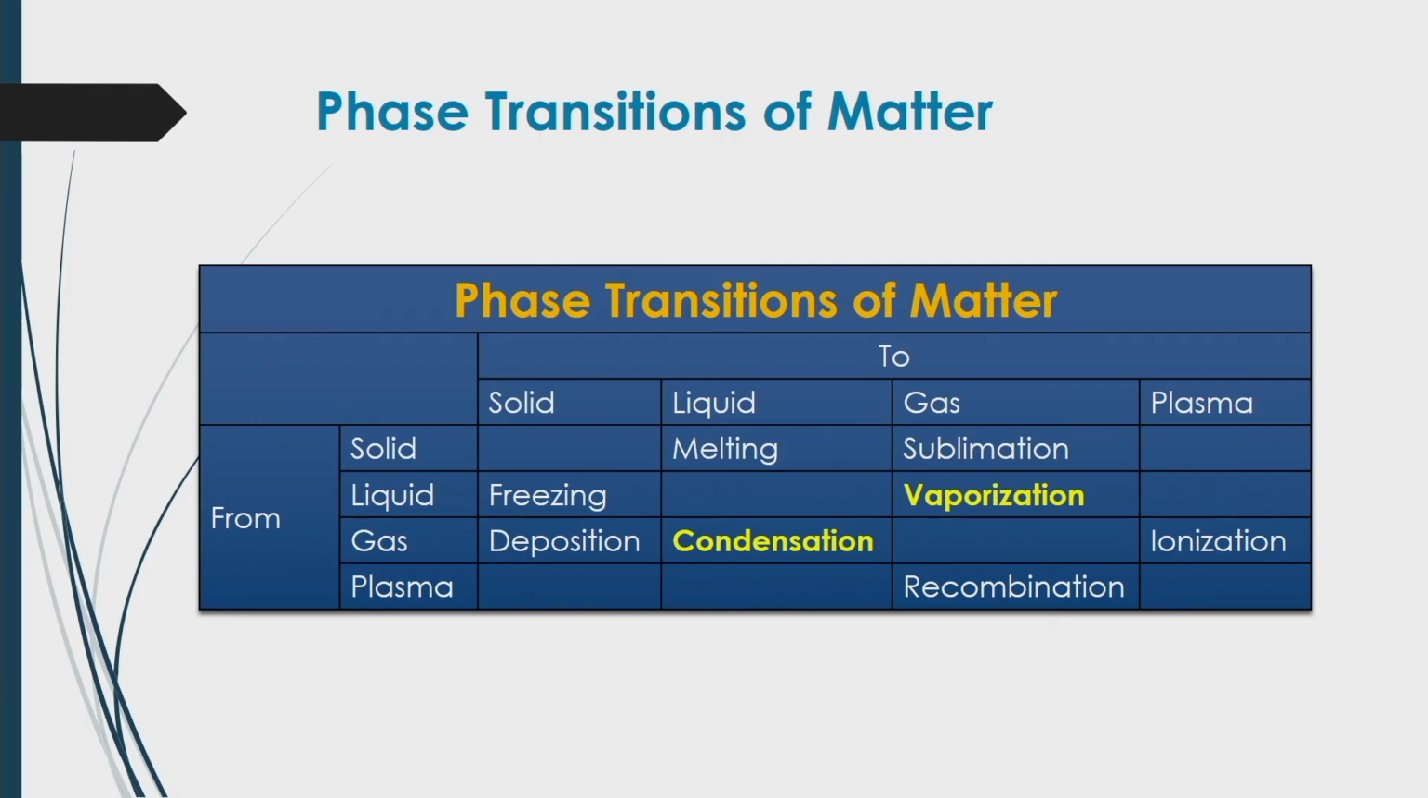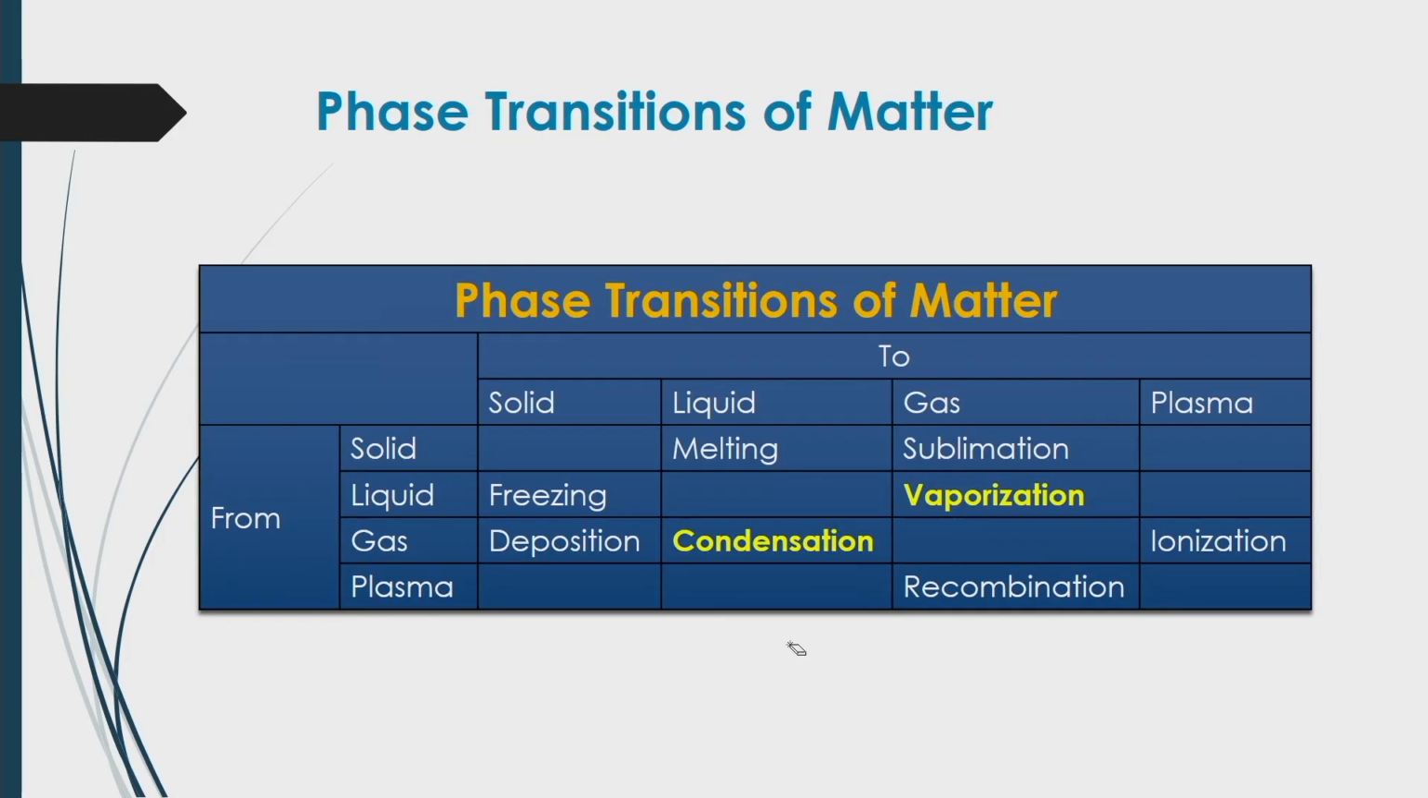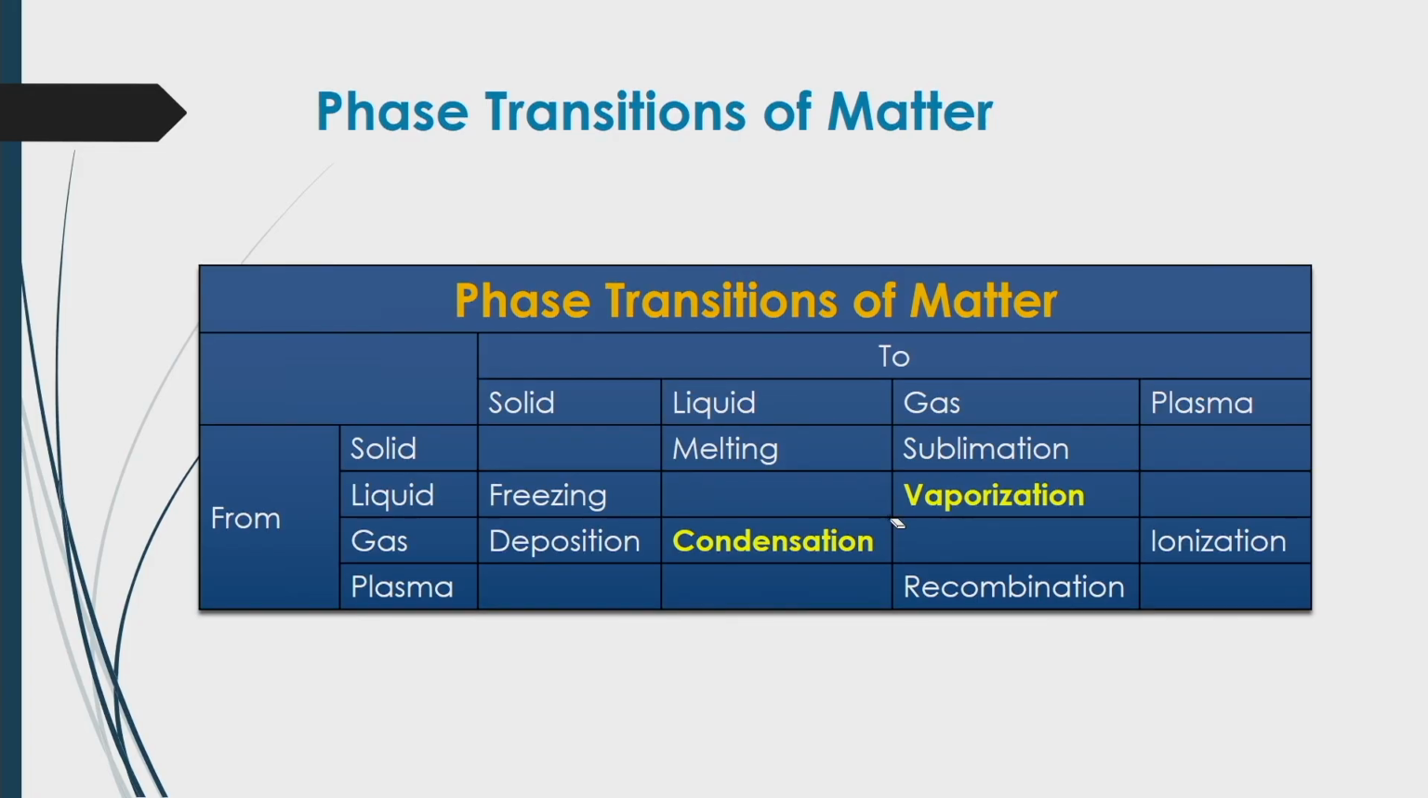But from the ionization condition or plasma state, it may be converted to gas by the recombination process. So, these are the different phase transition processes: freezing, deposition, condensation, sublimation, vaporization, recombination, and ionization. In this lecture we will mainly focus on the condensation and vaporization processes.